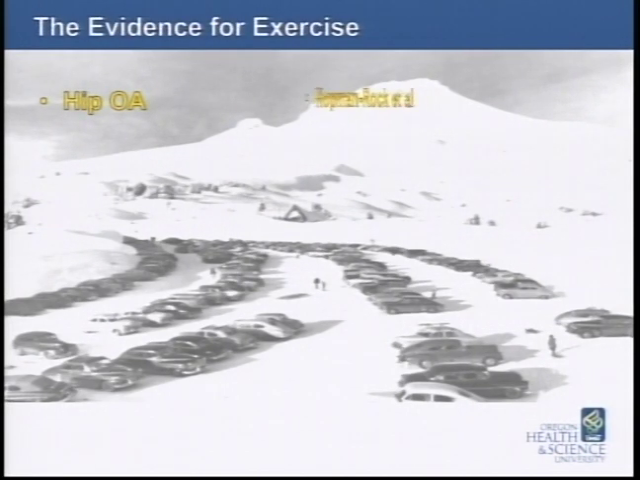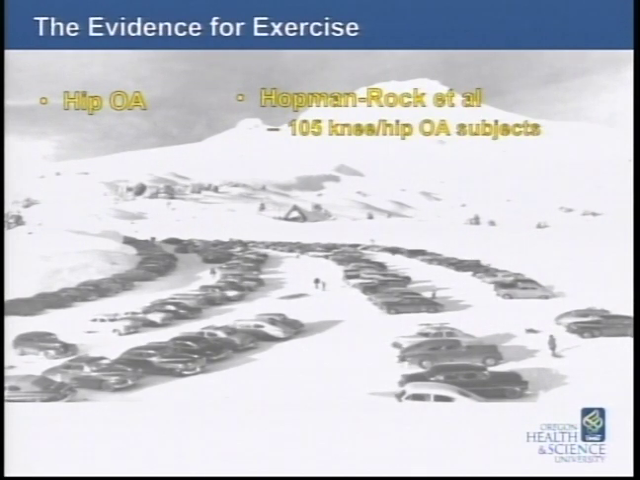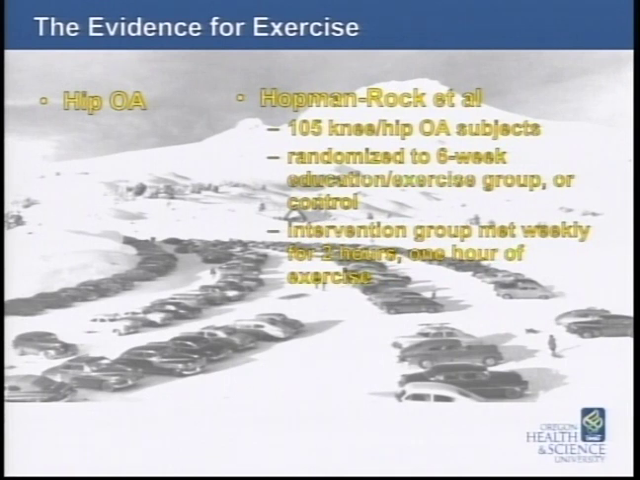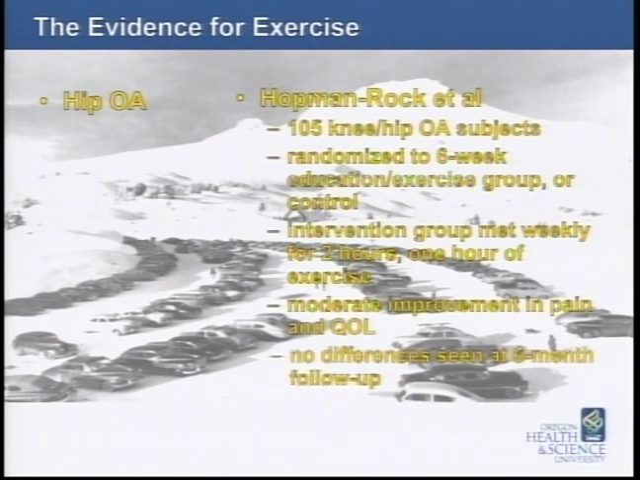So if we look at some of these studies, 105 knee or hip osteoarthritis subjects, 6-week education with exercise group versus control. They met weekly for 2 hours. They did 1 hour of exercise a week, which is not a ton of exercise. And they had moderate improvements in their pain and quality of life scores. No difference at 6-month follow-up. So get them out of the structured program, our usual lifestyle habits get back, and everything returns back to the baseline.